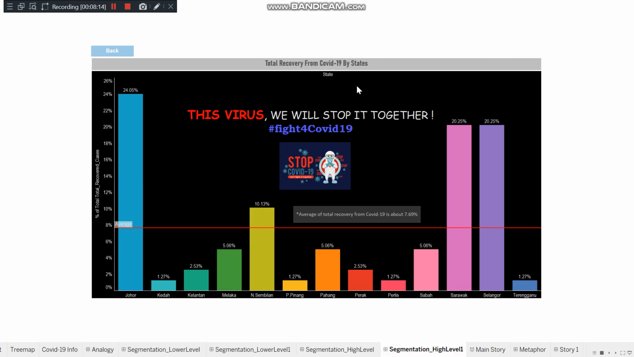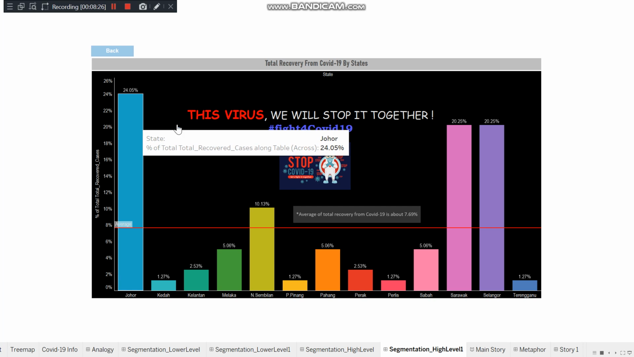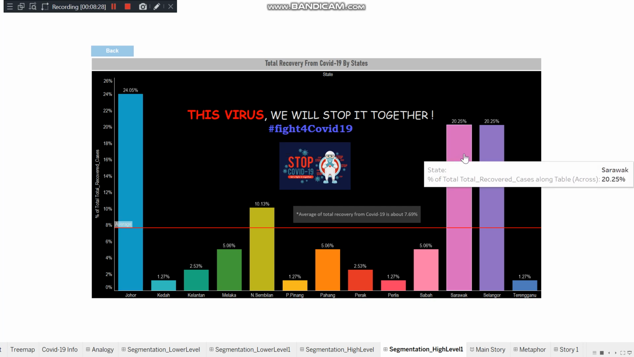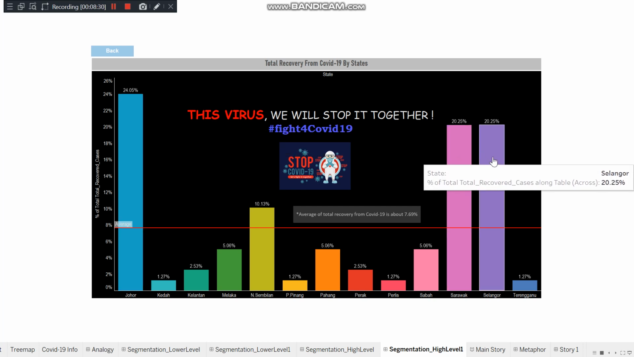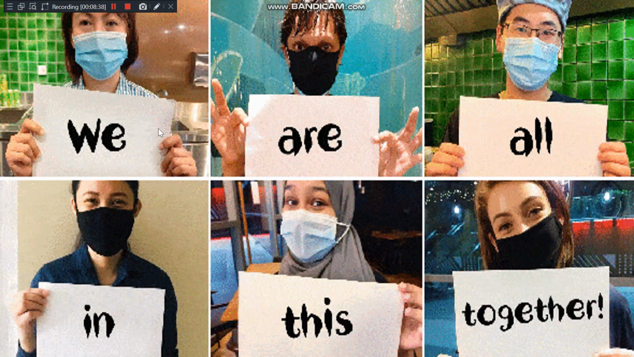Next is the last chart, which shows that with teamwork and many hands together, we can stop this virus from spreading. As we can see from this chart, Johor has the highest total recovery, followed by Sarawak, and also Selangor has the same amount of total recovery with 20.25%.